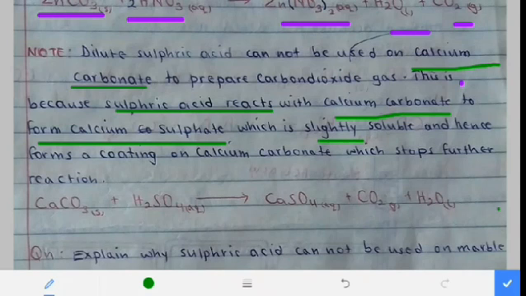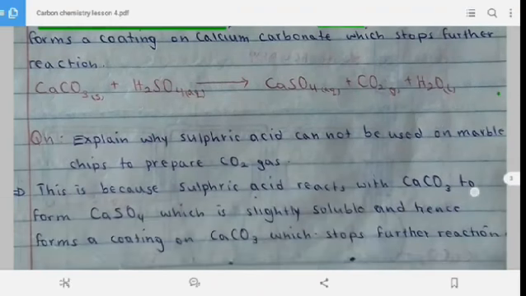So there we have an equation of calcium carbonate reacting with sulfuric acid. It forms calcium sulfate, which is slightly soluble. So it prevents calcium carbonate from continuing to react. Hence it forms little products.